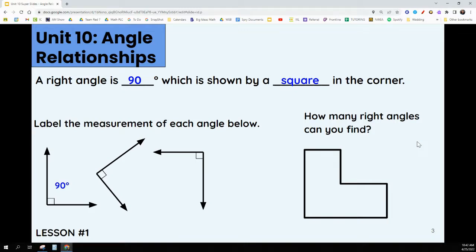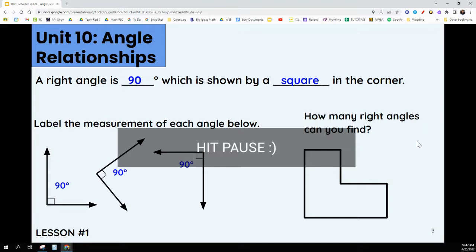Even though this next angle is rotated, it's still 90 degrees. Even though this next angle is rotated even further, since there's a square, it's 90 degrees. How many right angles can you find? All right, I'm going to give you a second. You can pause the video if you want. See how many right angles you can find in this picture.